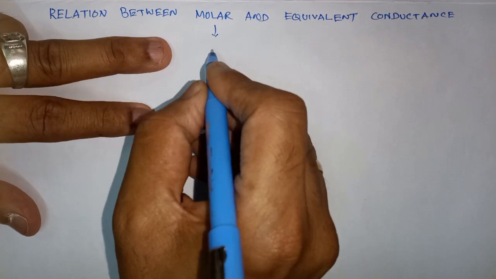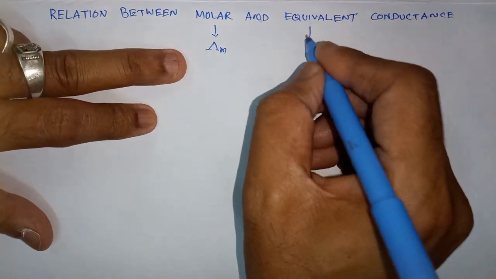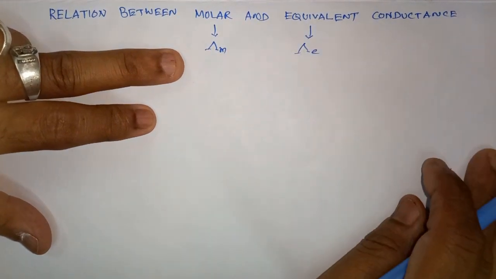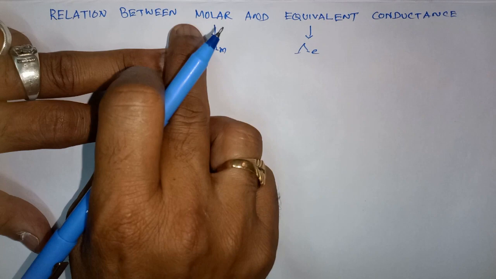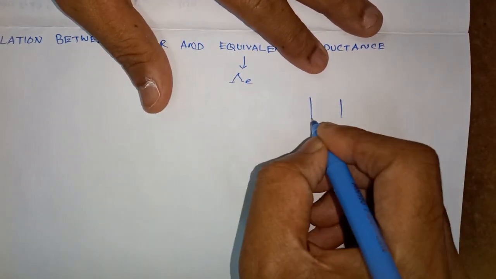Today we see the relationship between the molar and equivalent conductance. Molar conductance is represented by the symbol lambda m. Equivalent conductance is represented by the symbol lambda e. You know the definition for molar and equivalent conductance. Let me say what is the definition for molar and equivalent conductance.